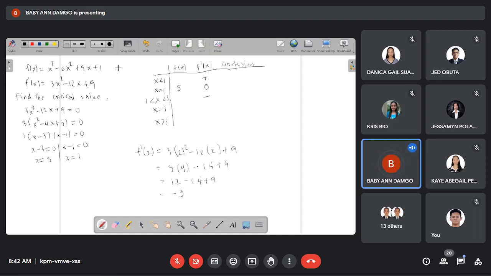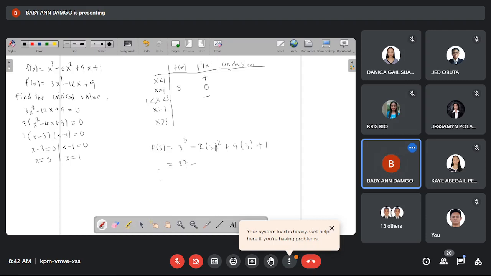Okay? So next we need to find f of x when x is 3. So we have f of 3 is equal to 3 cubed minus 6 times 3 squared plus 9 times 3 plus 1. Okay, so we have here 3 cubed is 27 minus 3 squared, which is 9, times 6. So this is 54 plus 27 plus 1.